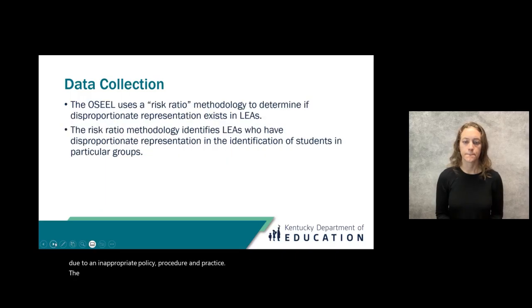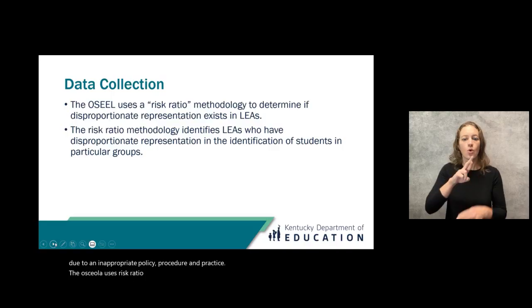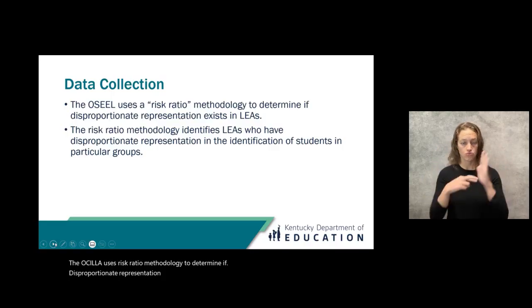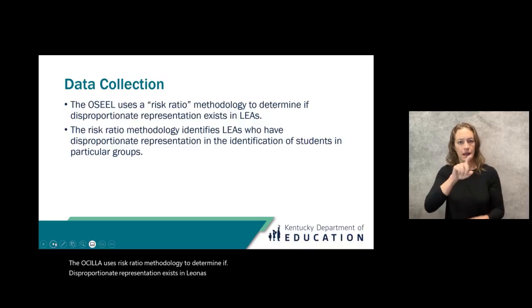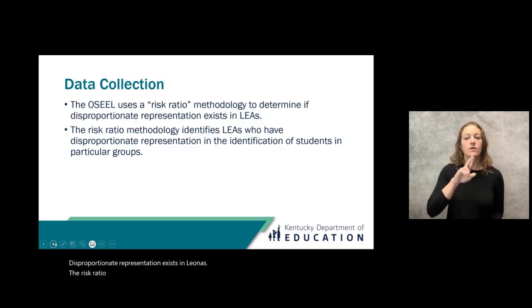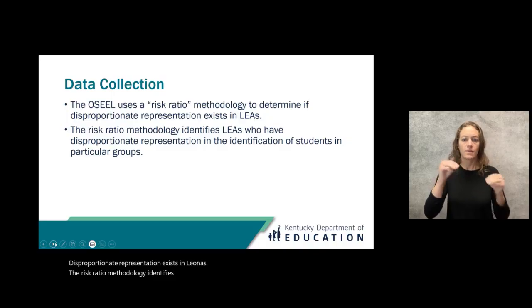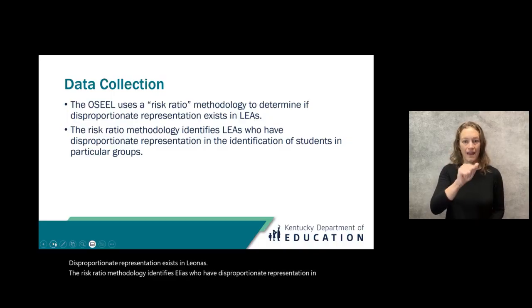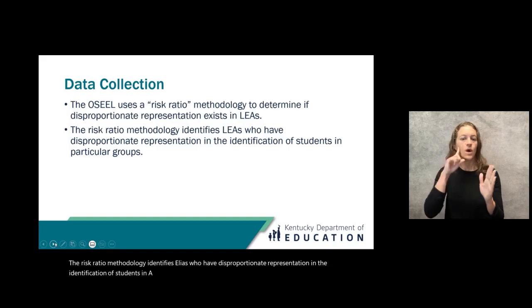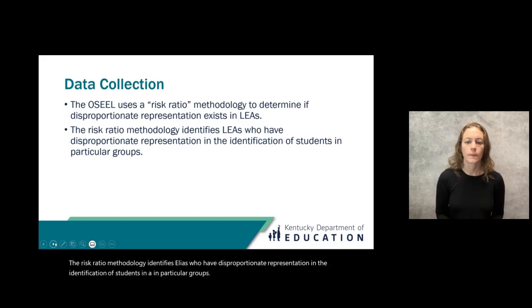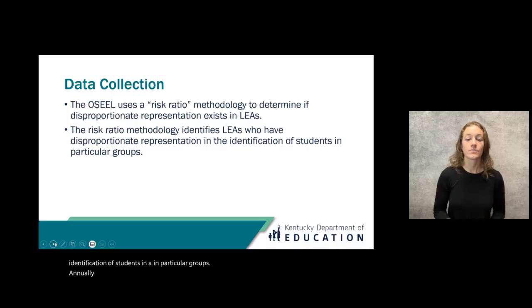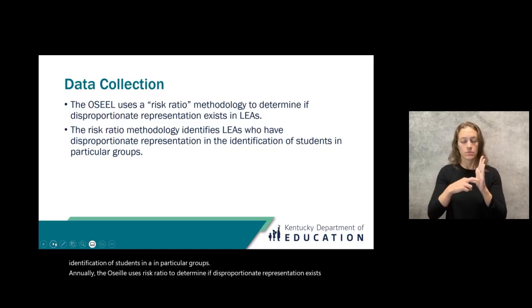The OSEAL uses risk ratio methodology to determine if disproportionate representation exists in LEAs. The risk ratio methodology identifies LEAs who have disproportionate representation in the identification of students in particular groups. Annually, the OSEAL uses risk ratio to determine if disproportionate representation exists in the LEAs.